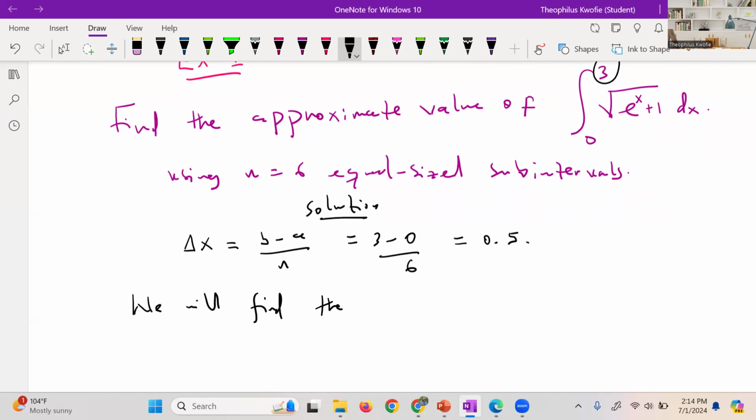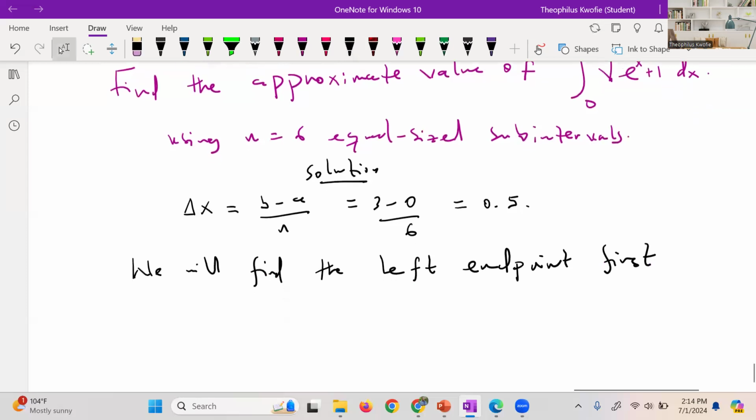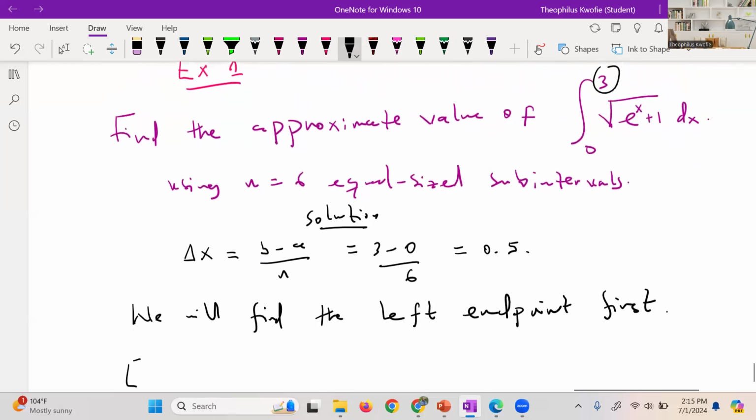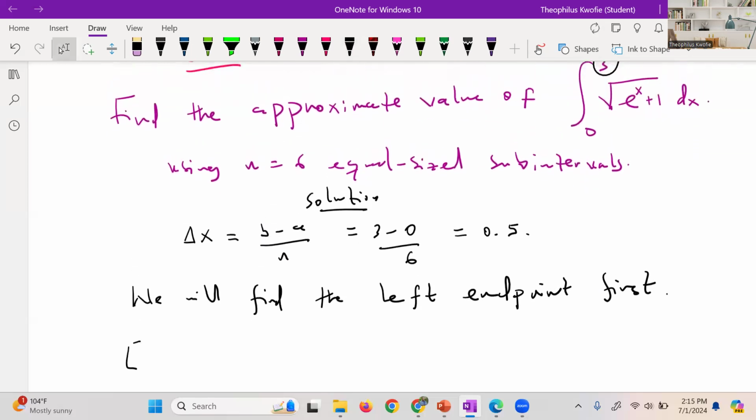So we will find the left endpoint first, okay? With the left endpoint, remember that the interval is from 0 to 3, right? Since we have a width, or step size, of 0.5, it means that at every step point we're going to have 0.5, right? Very good. So we will start at 0. Then since we have a width of 0.5, we're going to have 0.5 here.